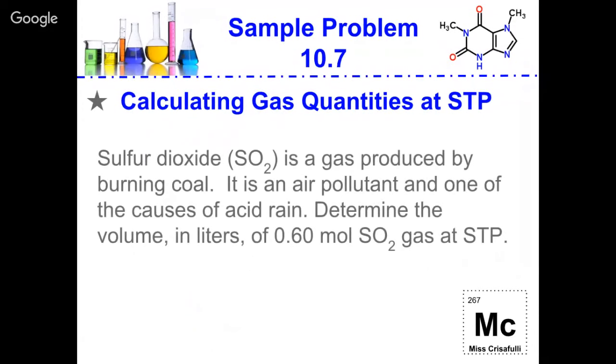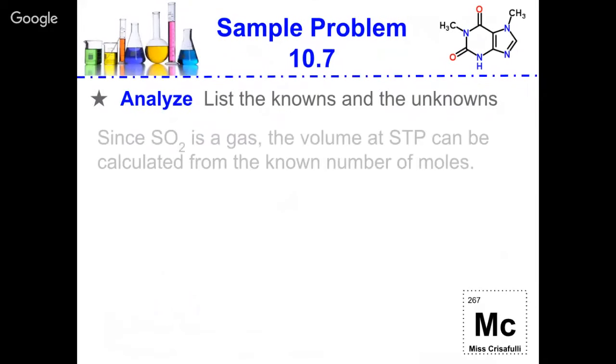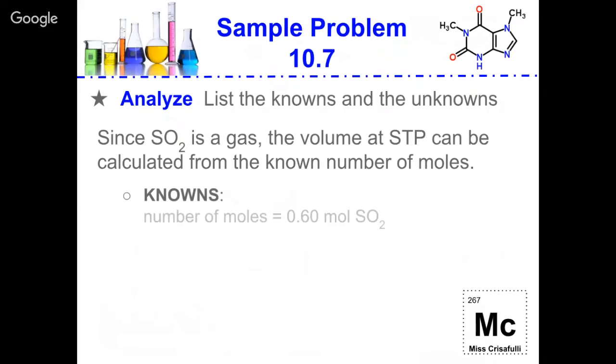Sulfur dioxide is a gas produced by burning coal. It is an air pollutant and one of the causes of acid rain. Determine the volume in liters of 0.6 moles of SO2 gas at STP. STP is the key here. So we know that it is a gas, and the volume at STP can be calculated from the known number of moles. So we're going from 0.6 moles.